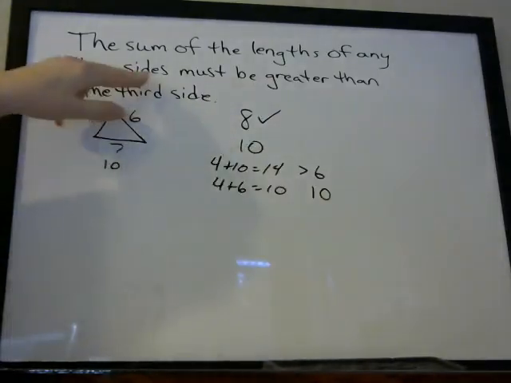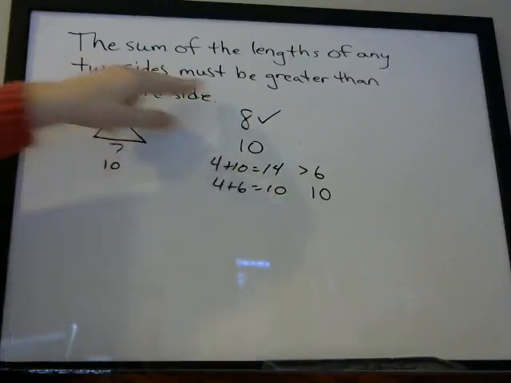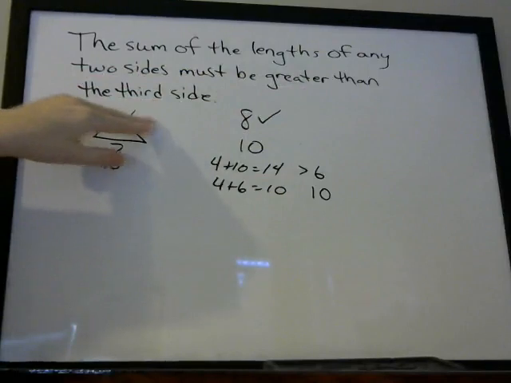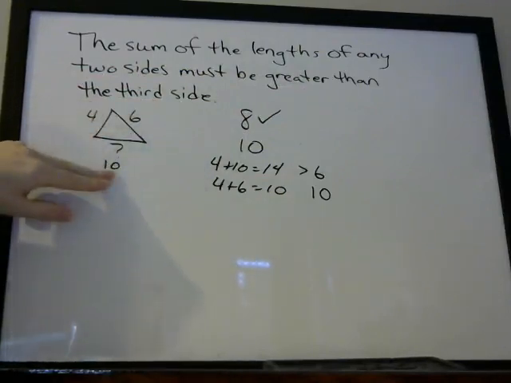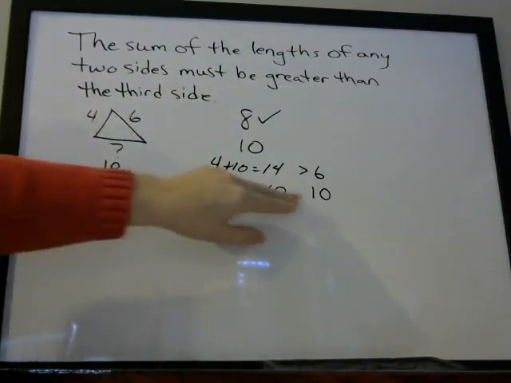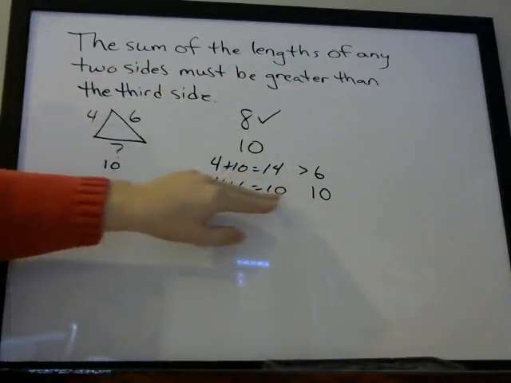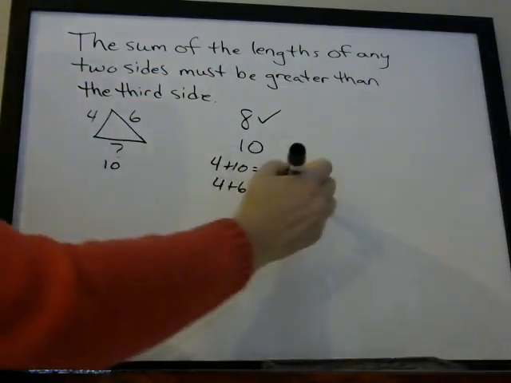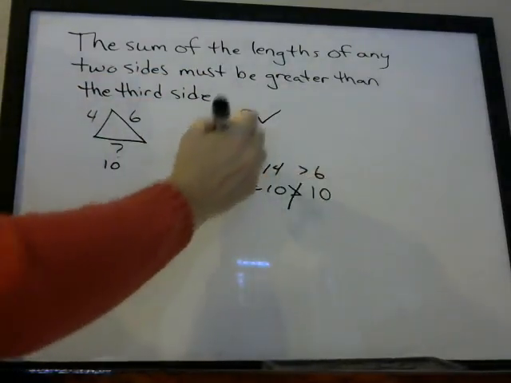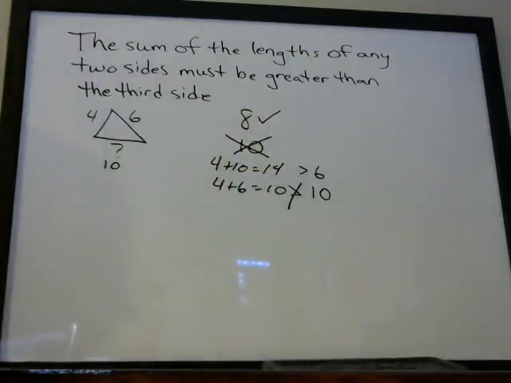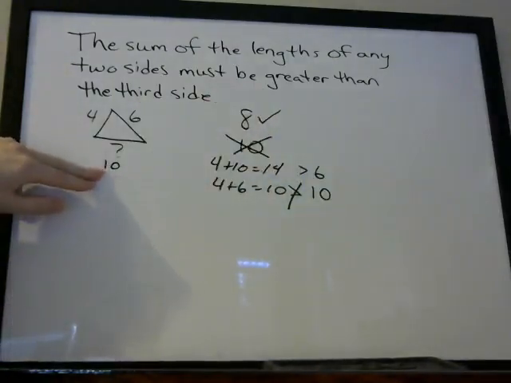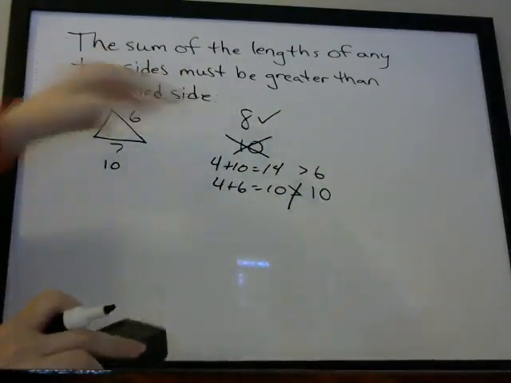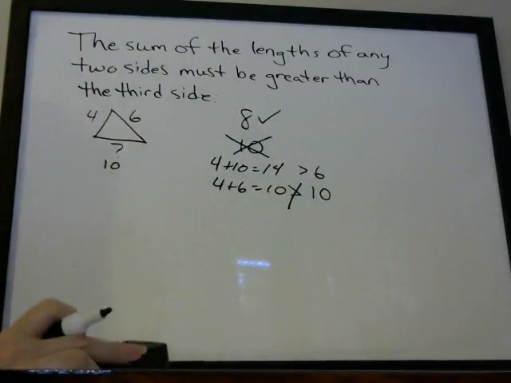Well, our theorem says that the sum of the two sides has to be greater than the third side. So the sum of these two sides, 4 and 6, has to be greater than the third side. Here the third side is 10. So it's not greater than, it's equal to that third side. So it's not greater than, therefore 10 is not a valid answer. The length of this third side cannot be 10 because the sum of the lengths of two sides has to be greater in every instance. And here it's not.